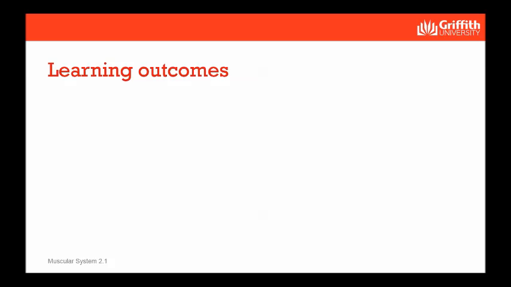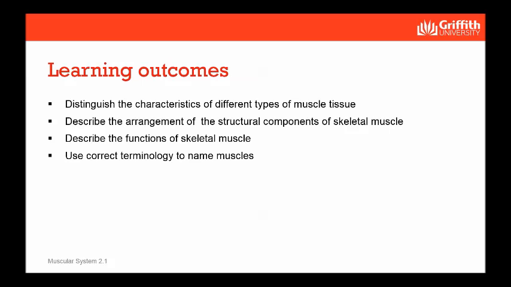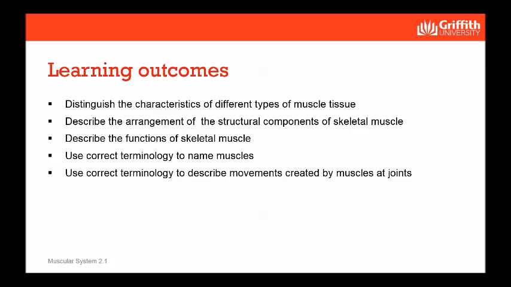The learning outcomes for Topic 2.1 are to be able to distinguish the characteristics of different types of muscle tissue, describe the arrangement of the structural components of skeletal muscle, describe the functions of skeletal muscle, use correct terminology to name muscles, and use correct terminology to describe movements created by muscles at joints.